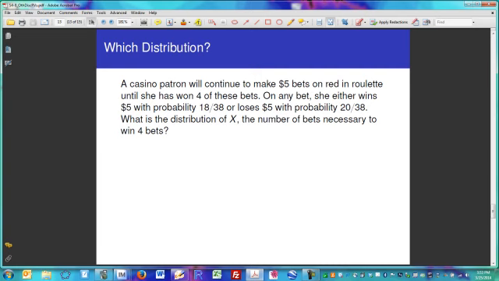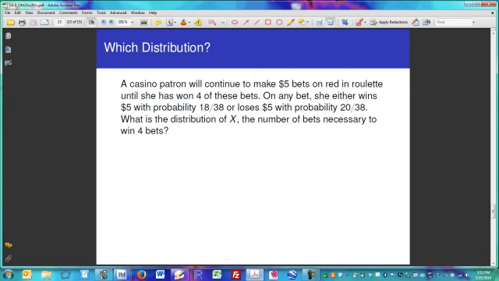So the negative binomial situation is one where we have a sequence of independent trials, each with the same probability of success. And we are waiting until we have our successes, and in this case we're talking about 4 successes. So this distribution would be a negative binomial distribution.